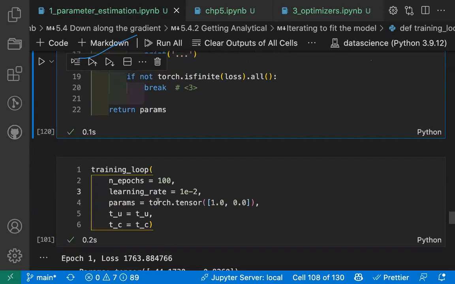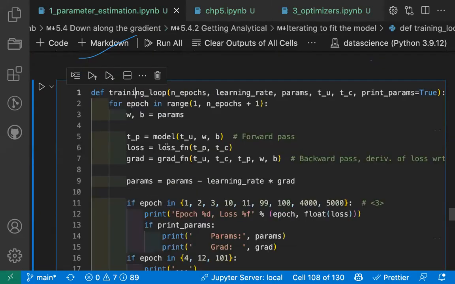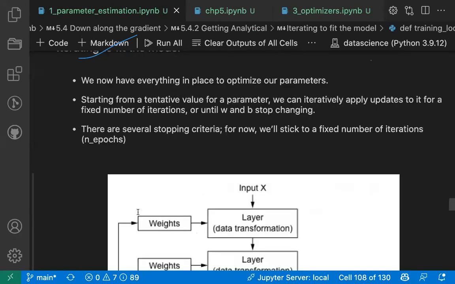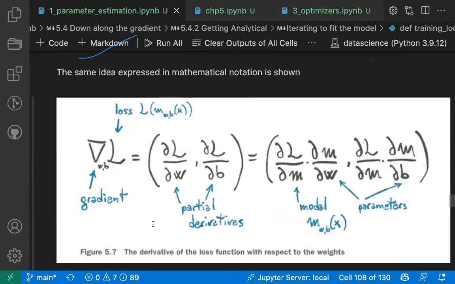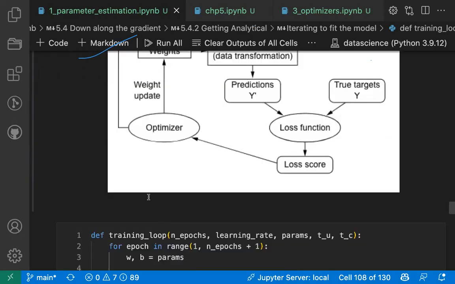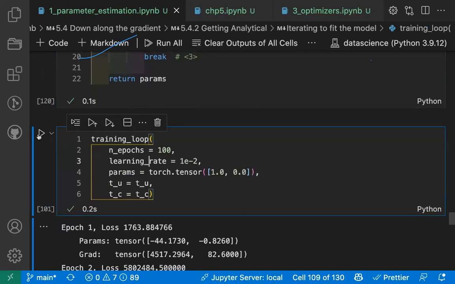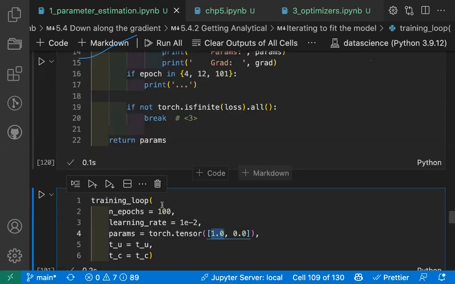So here we can see our training loop. If you want to train, you give your number of epochs, you want to do 100 cycles. Learning rate is this. You give some parameter values, 1 and 0.0. These are our W and B initial parameters, and these are TU and TC, which are the ground truths and the target. So you can see this is a training loop, and we can train our model and see what the loss, what the error is.